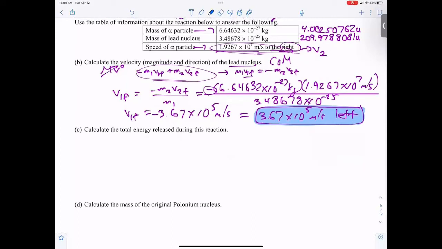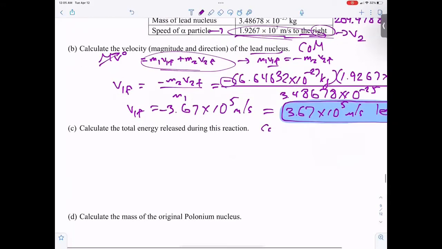Okay. Now, how do we figure out the total energy released during this reaction? Well, this is going to be conservation of energy. See, what we know is the total energy released, which I'm going to call Q, is equal to the kinetic energy of the alpha particle plus the kinetic energy of the lead.